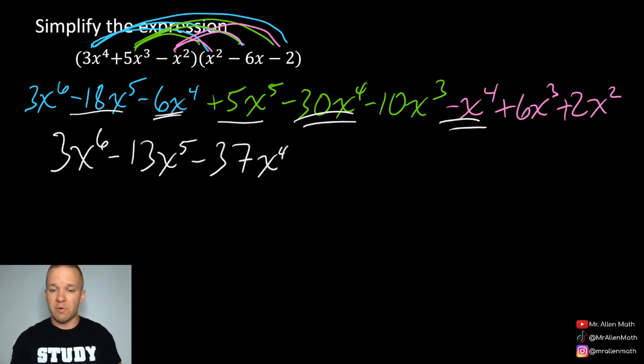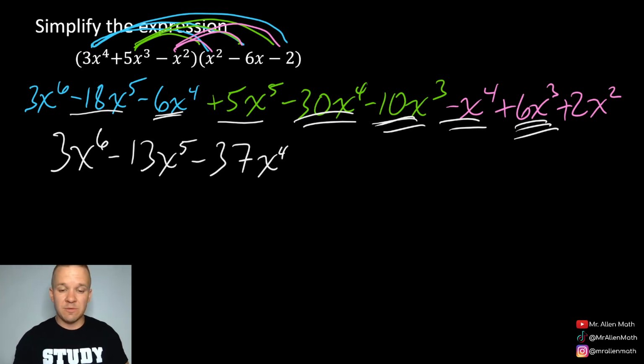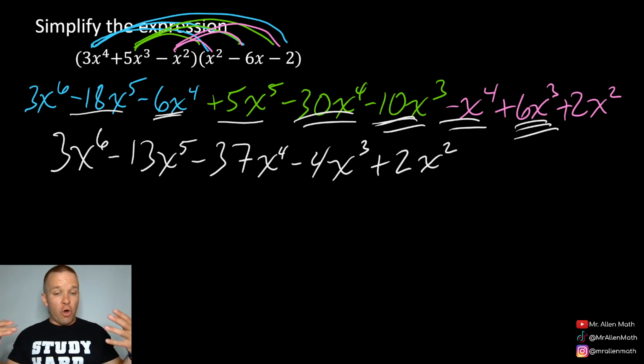Next up, x cubed. Do I have any of those? Yep. Got one right here, and I got one right there. So negative 10 and positive 6 gives me negative 4x cubed. And then the last thing is just plus 2x squared. Those are all my terms.